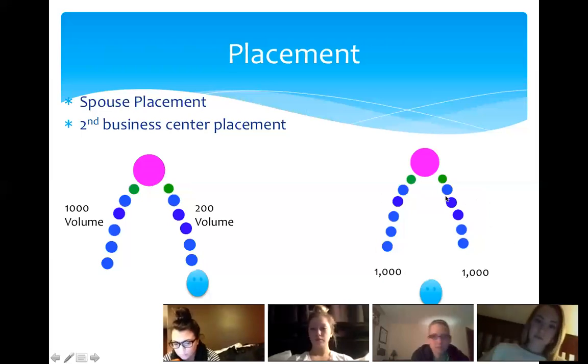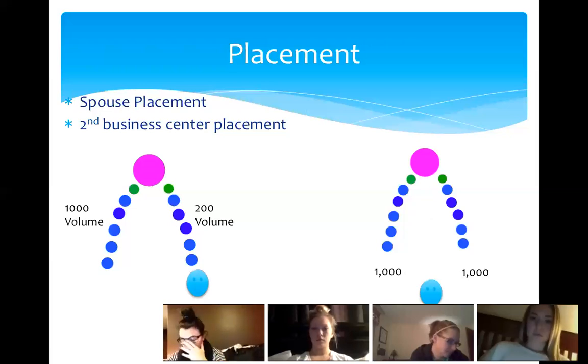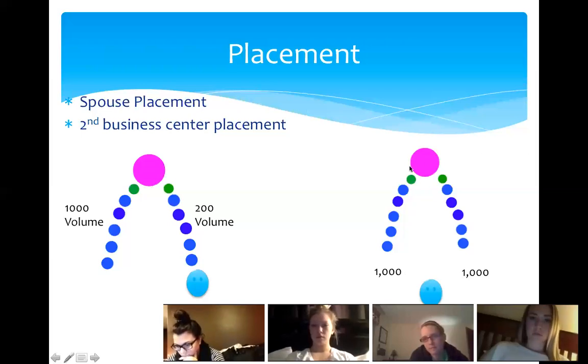Scenario number 2 is if your volume is equal on both sides. You're like, where do I put them? That is sort of your choice. There's no right or wrong answer. I would say ask yourself, what are you going to do with your spouse? Are they just going to sit there, or are you actually going to maybe grow them to, say, diamond? Are they going to count as one of your diamonds? Then maybe you want to think about rank.